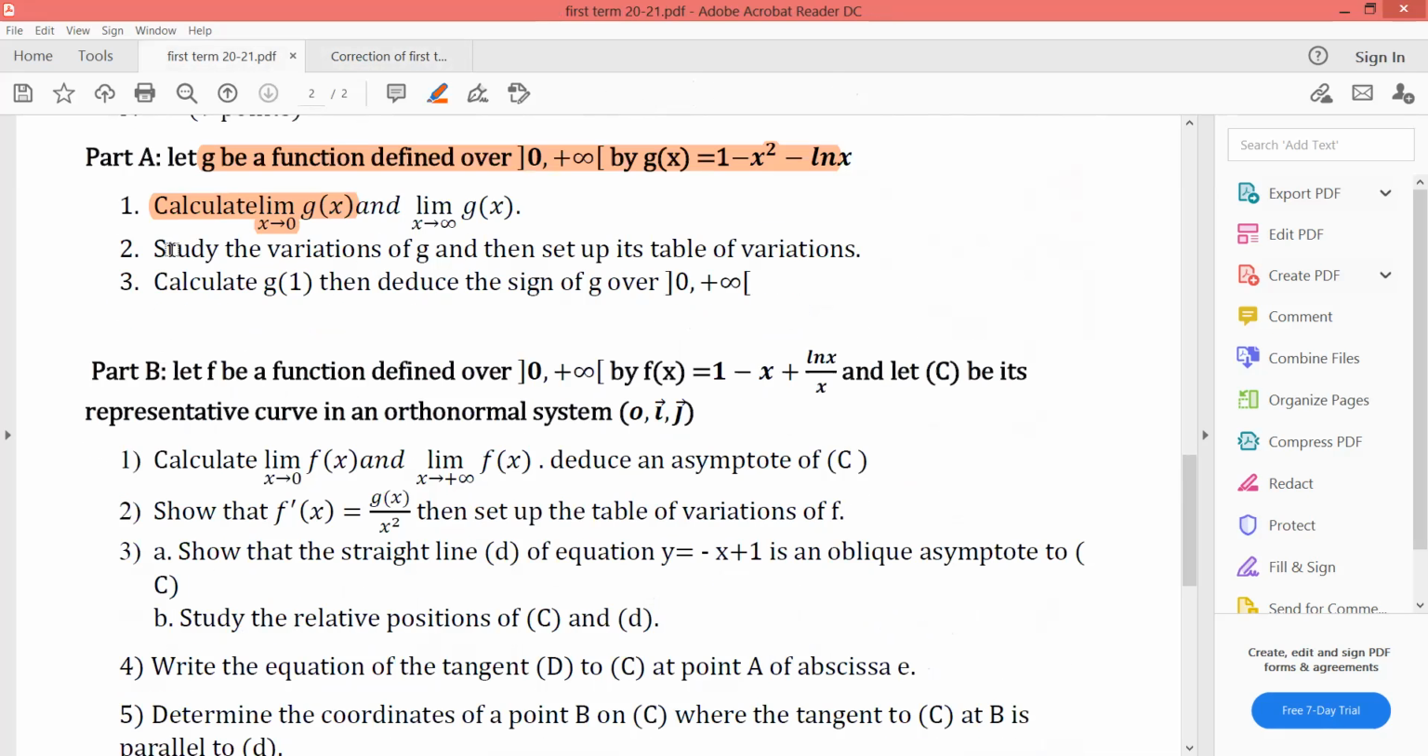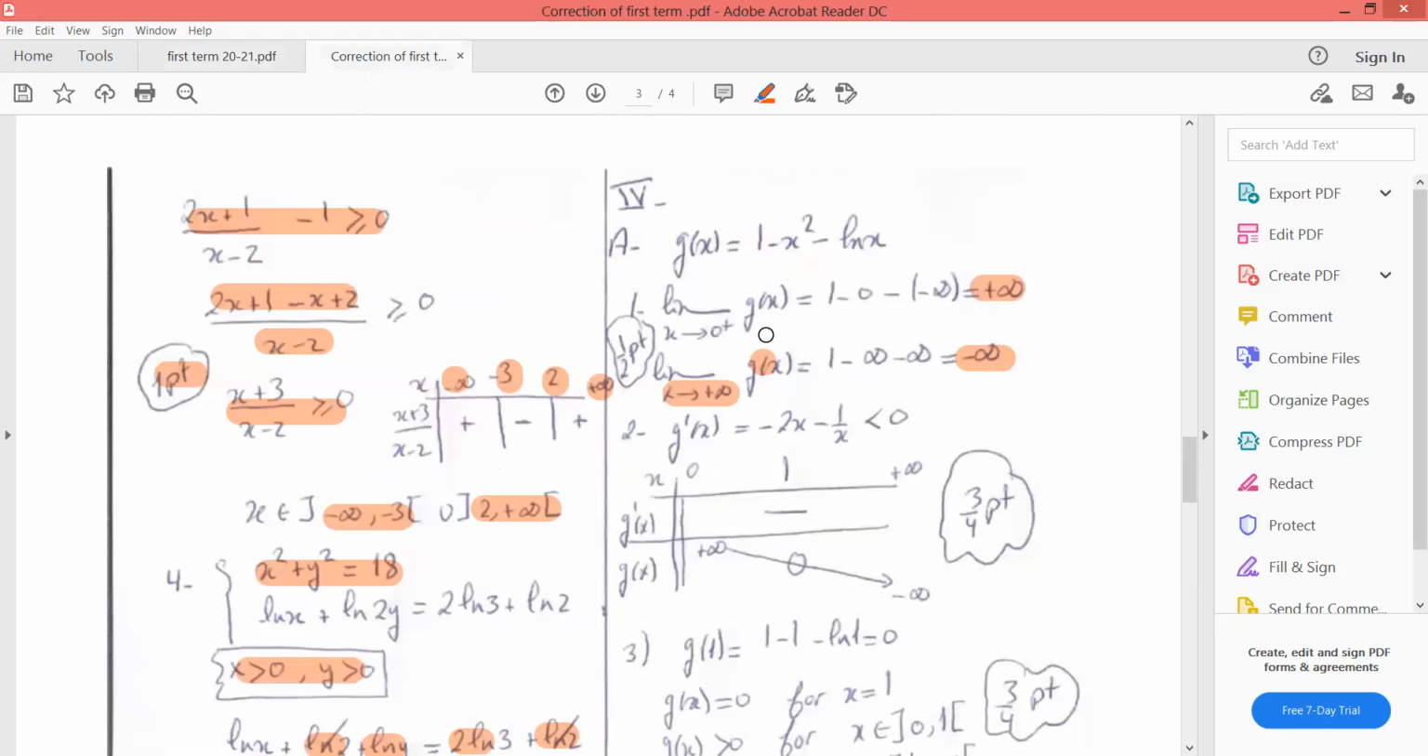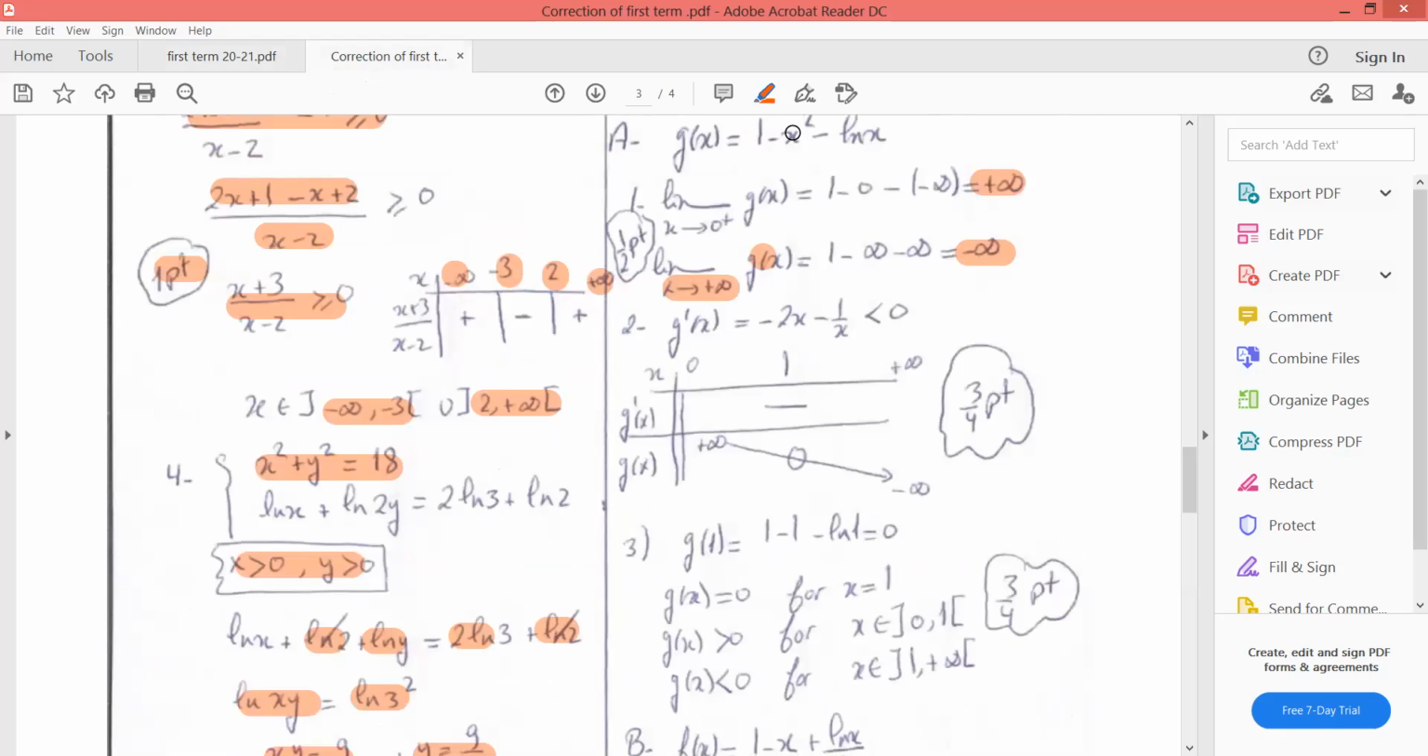Study the variations of g, then set up the table of variations. Study the variations means we have to find the derivative. g'(x): derivative of 1 is 0, derivative of minus x squared is minus 2x, derivative of minus ln x is minus 1 over x. Pay attention that this derivative is negative because the domain is 0 plus infinity. Not necessary to take the LCM. So it is negative.